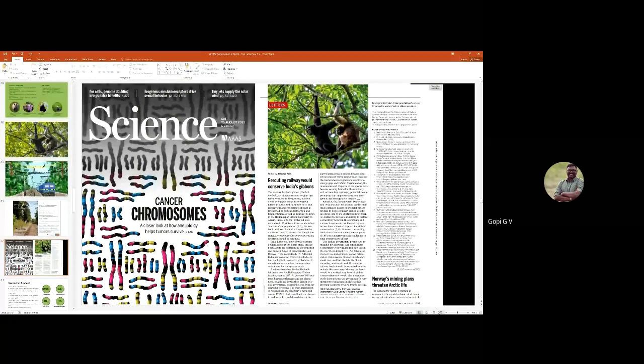Very recently, we also published the findings of this work in the journal Science. We argued for why rerouting of the railway is essential, which can help in conserving our Indian gibbons. So this was published in Science, and we are taking forward our recommendation, trying to work with the State Forest Department to find a long-term solution for conserving one of India's charismatic species and India's only ape species.